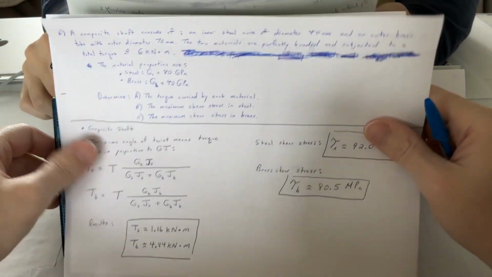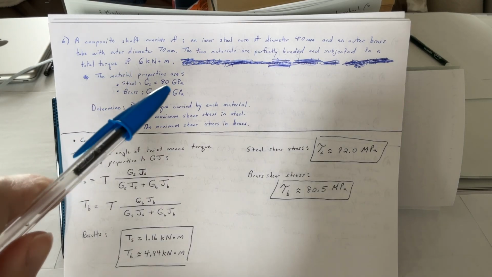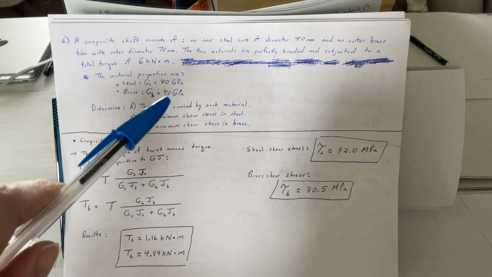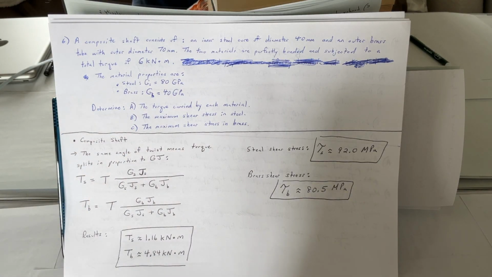Okay, number 6. A composite shaft consists of an inner steel core of diameter 40 millimeters and an outer brass tube with outer diameter 70 millimeters. The two materials are perfectly bonded and subjected to a total torque of 6 kN·m. Material properties are steel, G sub S, 80 GPa, brass, G sub B, 40 GPa. Okay, these three things, we want to determine the torque carried by each material, the maximum shear stress in steel, the maximum shear stress in brass.